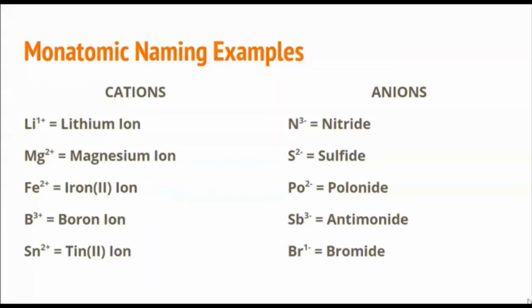Anions, you'll never have Roman numerals for. So N3- is nitride, S2- is sulfide, Po2- is polonide, Sb3- is antimonide. Remember, you're dropping the y and leaving the i for antimonide, and Br1- is bromide.